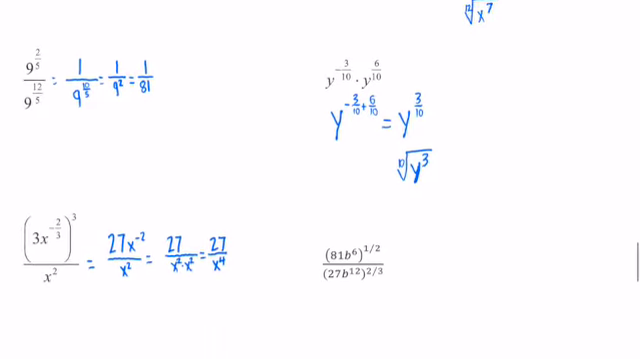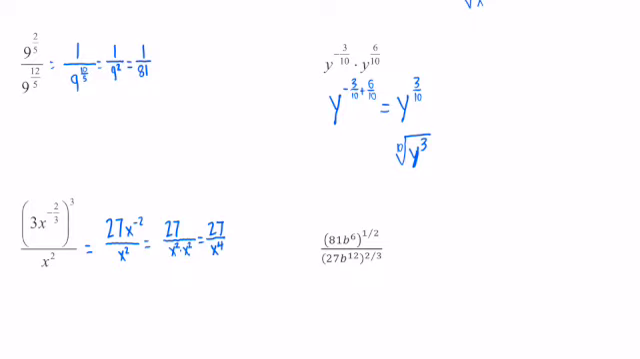Let's look at this next problem. Here, 81 b to the 6th raised to the 1/2 over 27 b to the 12th raised to the 2/3. So here, I'm going to write this out in several steps, where on the top part, we're going to raise each part to the 1/2. 81 to the 1/2, b to the 6th to the 1/2. In the denominator, we raise each part to the 2/3. 27 raised to the 2/3, b to the 12th raised to the 2/3.